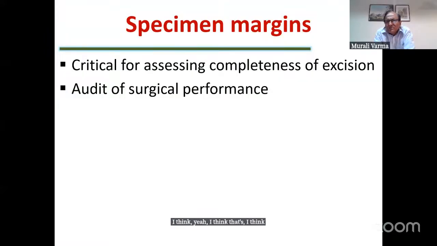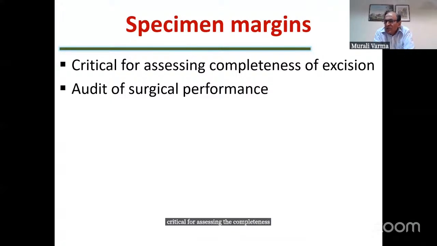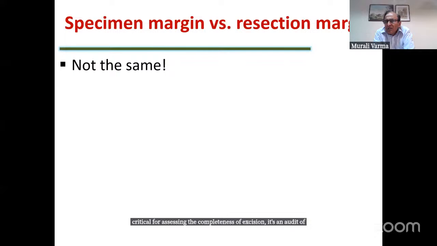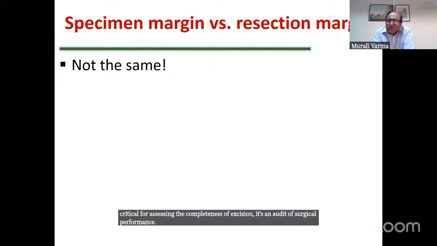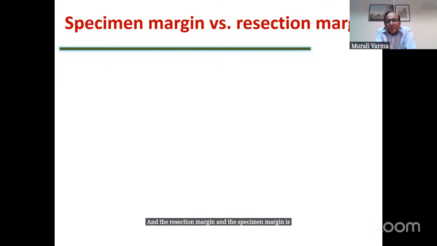So surgical margins, critical for assessing the completeness of excision. It's an audit of surgical performance. But I would like to explain that when we and the surgeons talk about margins, we are not talking about the same thing. When I talk about margins, I'm talking about the specimen margin. The margin that the surgeon is interested in is the resection margin. And the resection margin and the specimen margin is not necessarily the same.